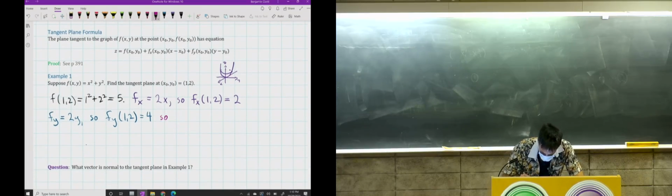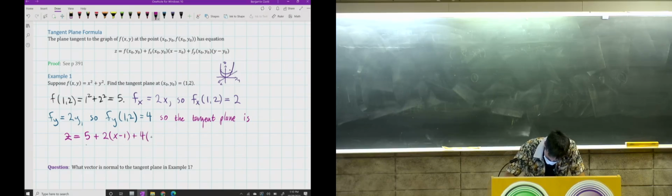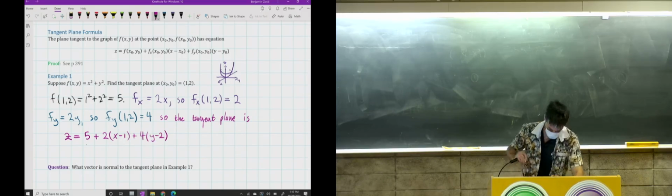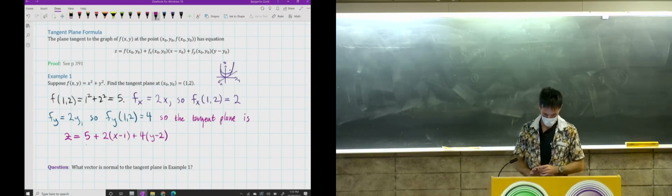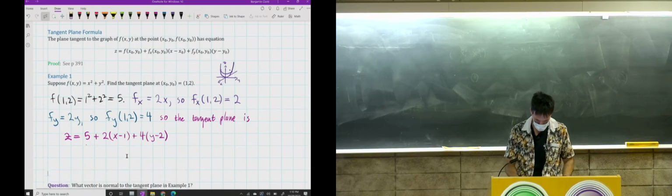So my tangent plane is z equals, let's see, 5 plus 2 times x minus 1 plus 4 times y minus 2. And you know what, let's verify this graphically while we're at it.